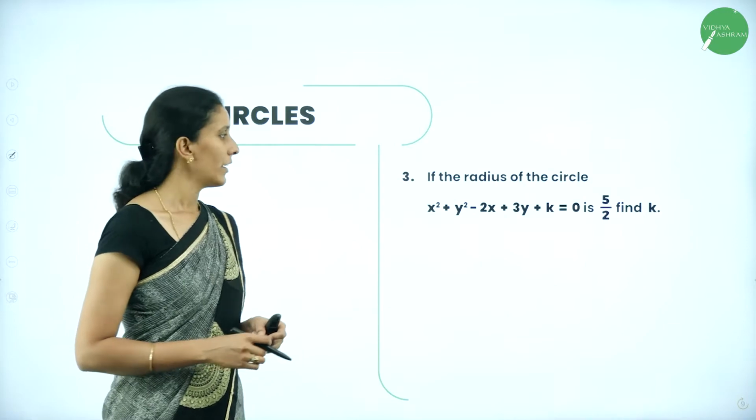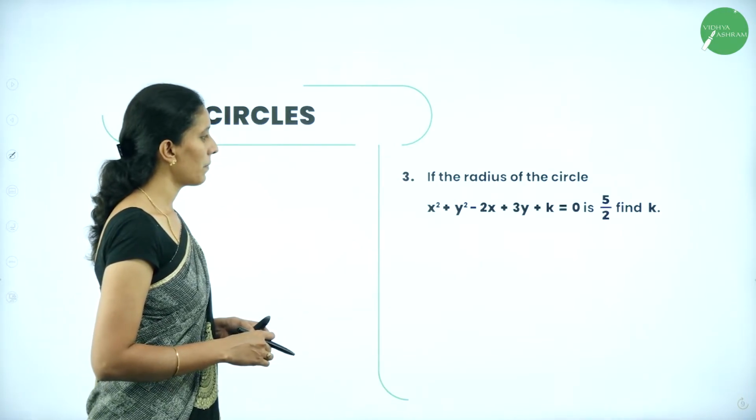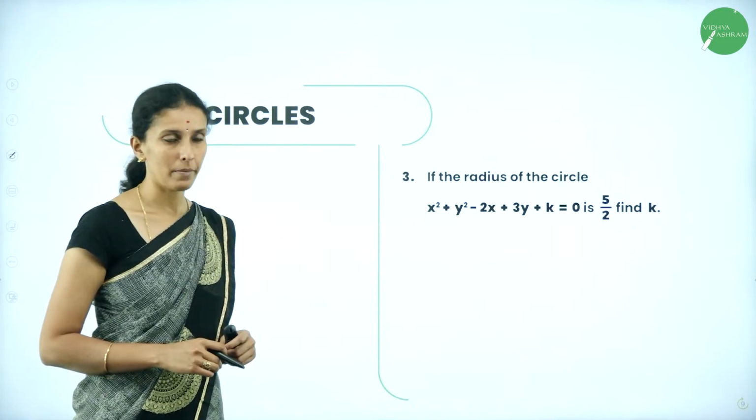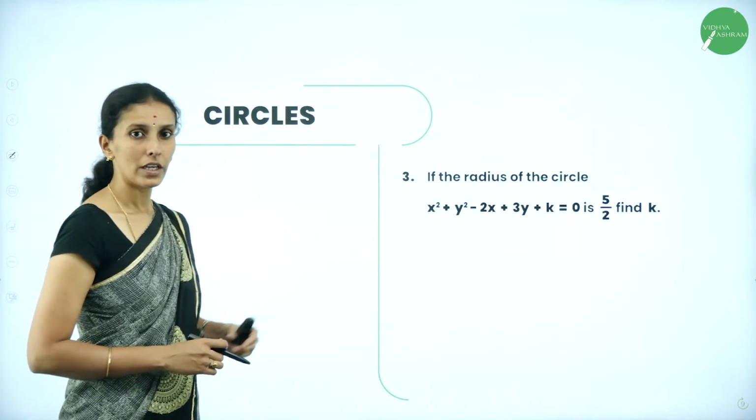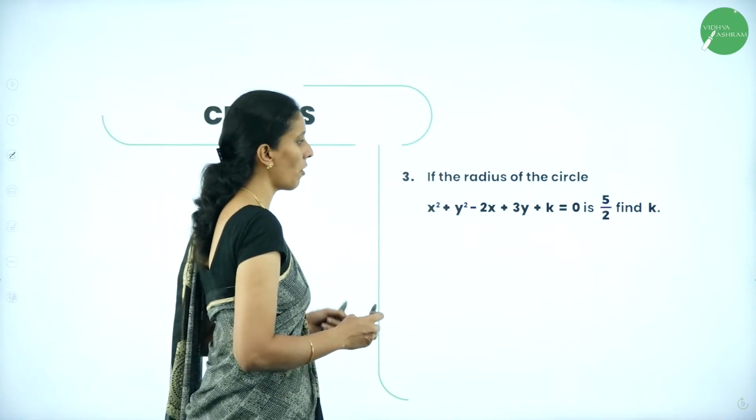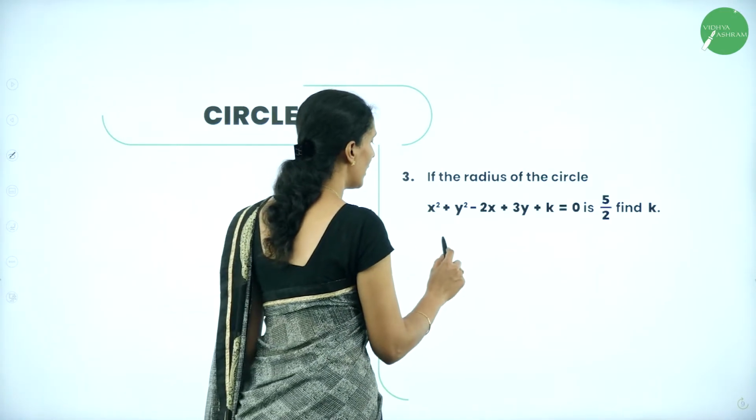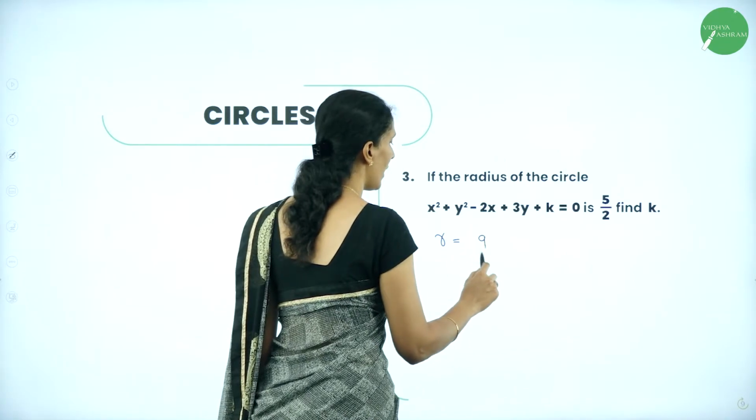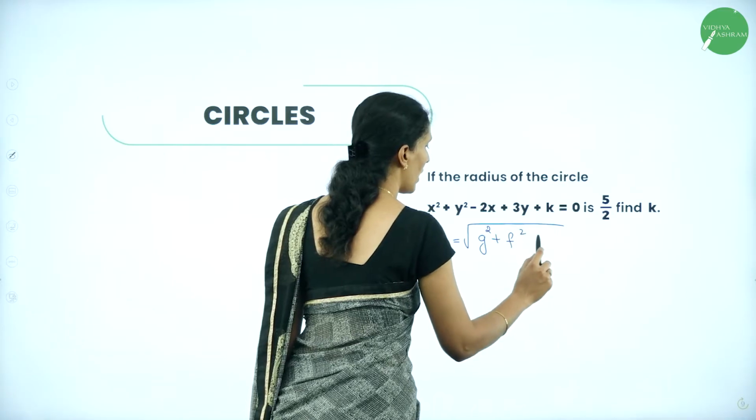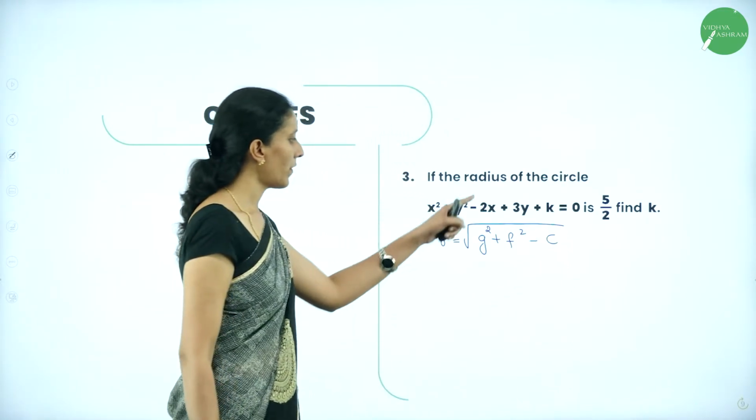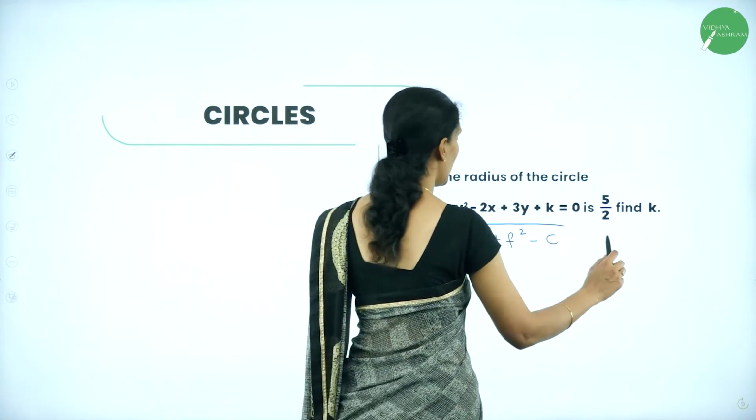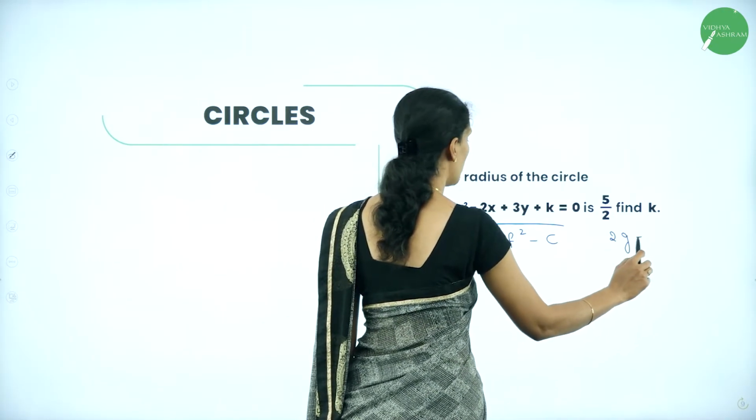Next question. If the radius of the circle x² + y² − 2x + 3y + k = 0 is 5/2, find k. So here the value of c is missing. So let us find the value of c in the form of k. So we know that the radius of the circle is given by the square root of g² + f² − c. So let us find what g, f, c are. Now here 2g = −2.